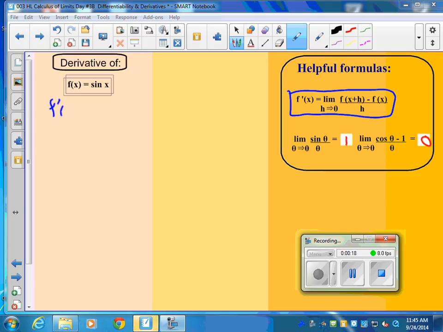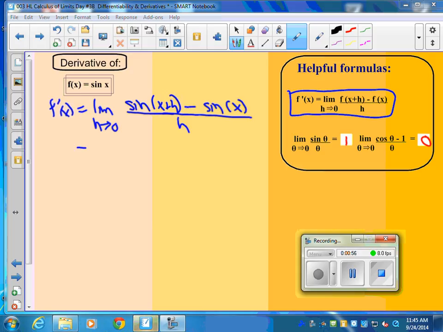The derivative is the limit as h goes to 0 of f of x plus h. Now, normally we'd take a really nasty formula, but all we have is sine here, sine of x plus h. Then we're going to subtract the function f of x, all over h. That looks pretty straightforward, right? Please write it down so you have this in your records.